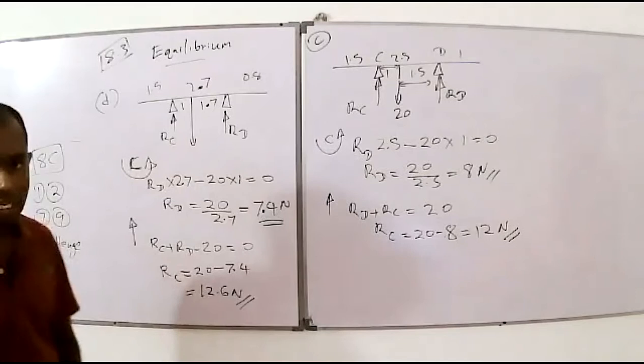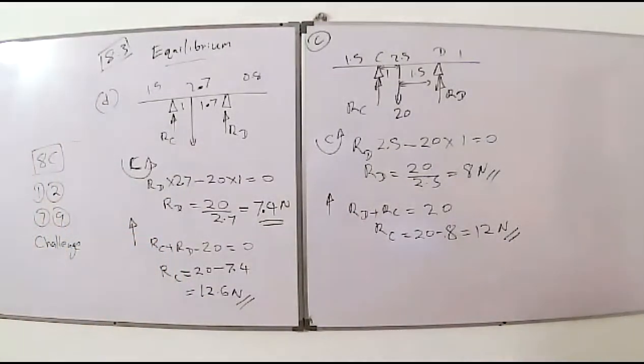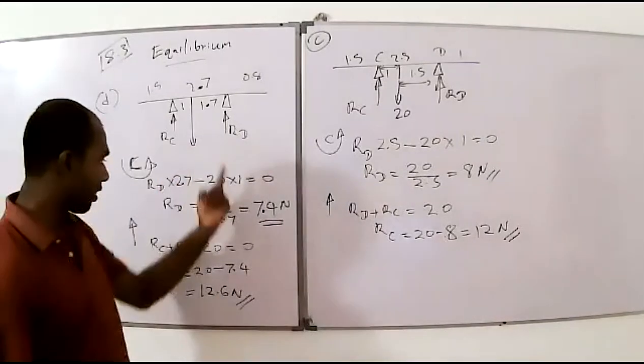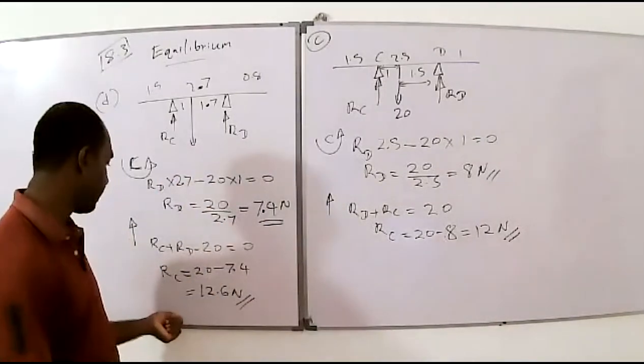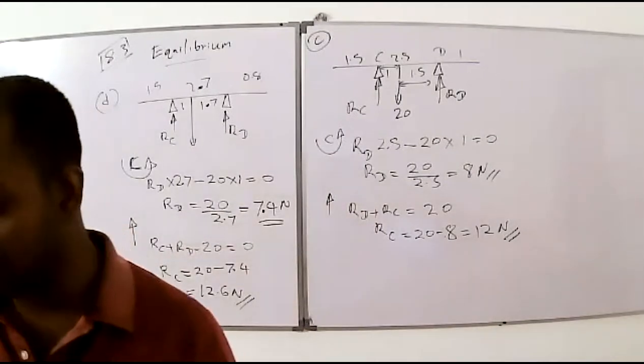For part D, you can have RD, the support at D, is 7.4 and the reaction support at C is 12.6. Nimitar, did you get those answers?